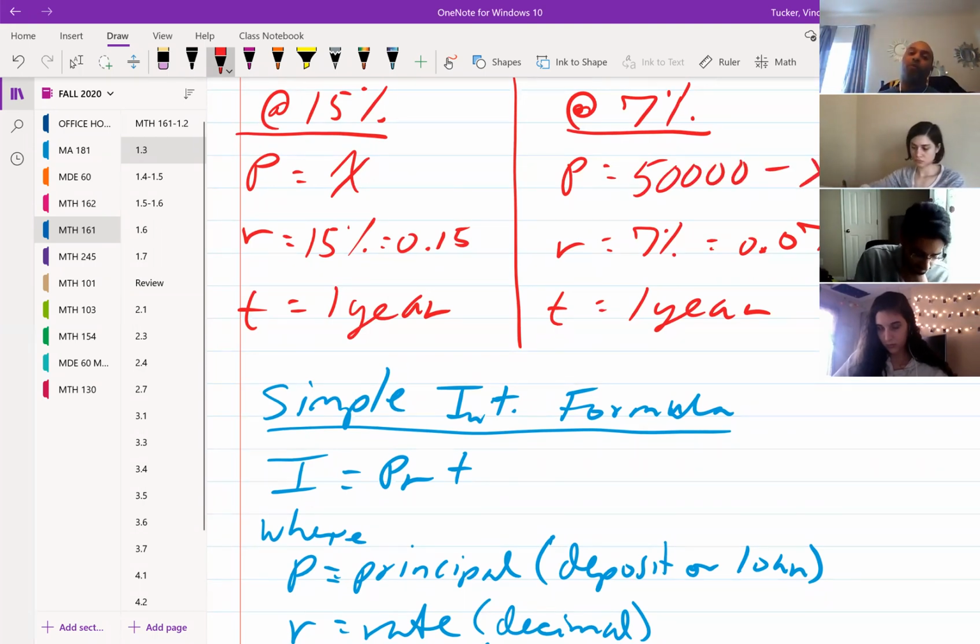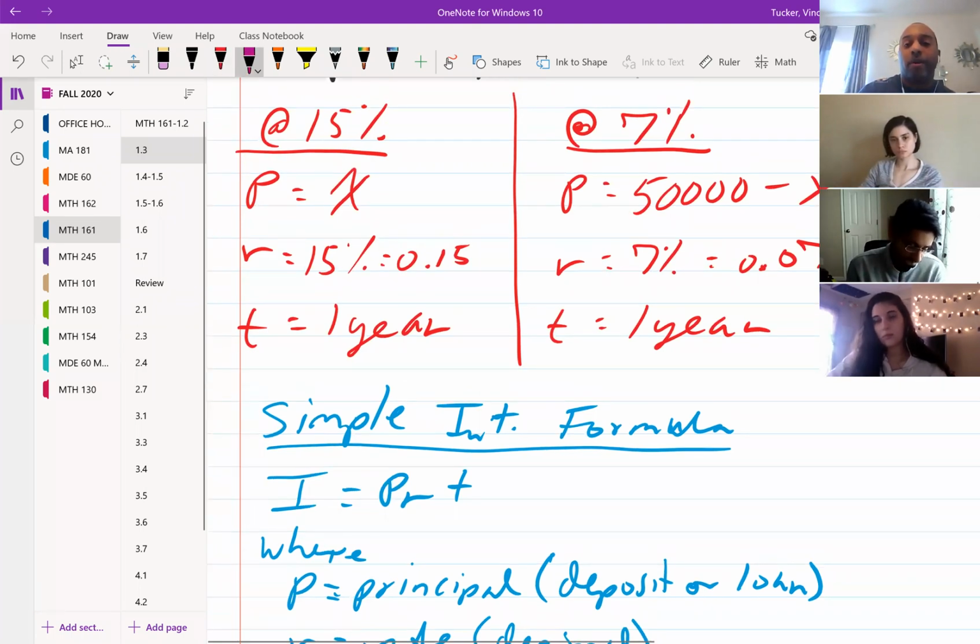Now it does not matter which one you do. We could have reversed it and put X in the 7%, 50,000 minus X in the 15%. Eventually you'll still come out with the same values. It's just that your calculation would be a little different versus mine, because I would be setting it up a little different according to the variables. But either way, one is going to be X, and the other one will be the total minus X.